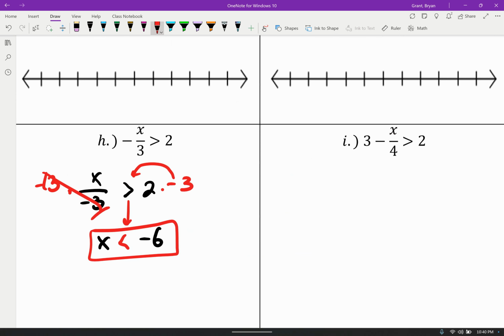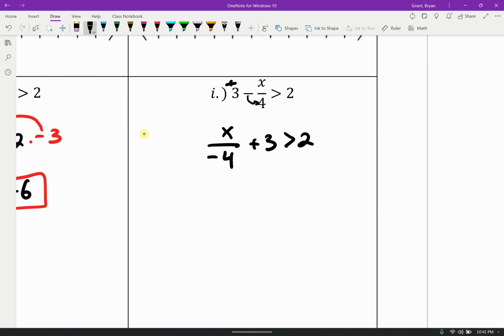3 minus x divided by 4. Nah, I don't like the order. I'm switching it. It's a positive 3, and I'm going to move the negative onto the 4. So x divided by negative 4, positive 3, greater than 2. There's two numbers attached to x, though, so we do need to remember our SADMAP process. We know that the 3 is adding, and the negative 4 is dividing.